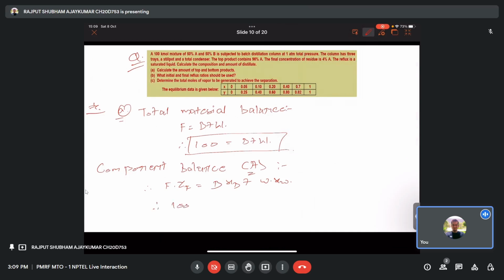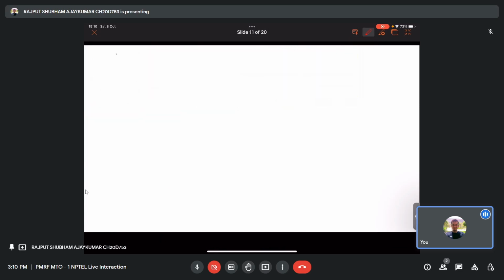Therefore, F is 100. 50 mole percent of A in the feed equals D into the concentration in the distillate, 0.96, plus W into the concentration in the residue, 4%, which is 0.04. Therefore 50 equals 0.96 D plus 0.04 W. Now we know that F equals D plus W.